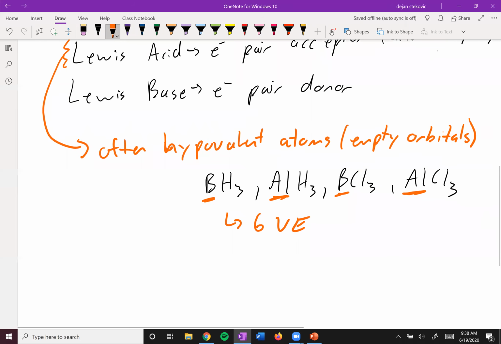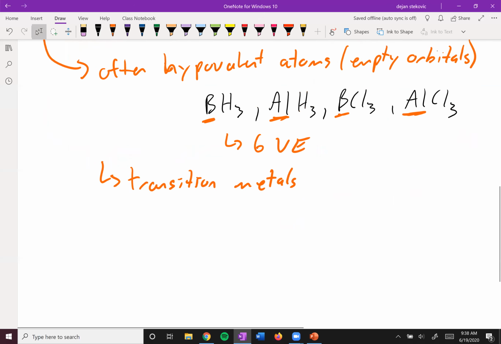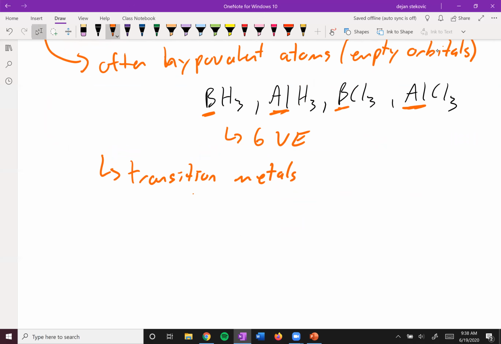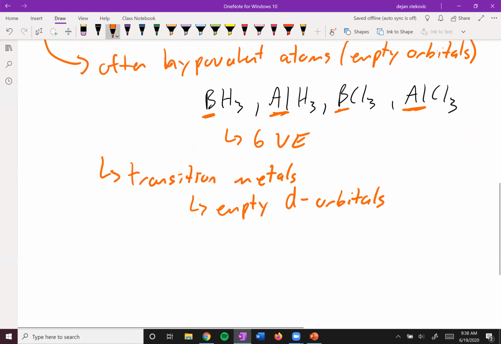And then the other example is going to be transition metals. Transition metals will often act as Lewis acids because they have empty d orbitals that electrons can go into. So we'll focus on the transition metals a lot more in the following chapter, and then we've got a whole chapter on transition metals and coordination compounds.